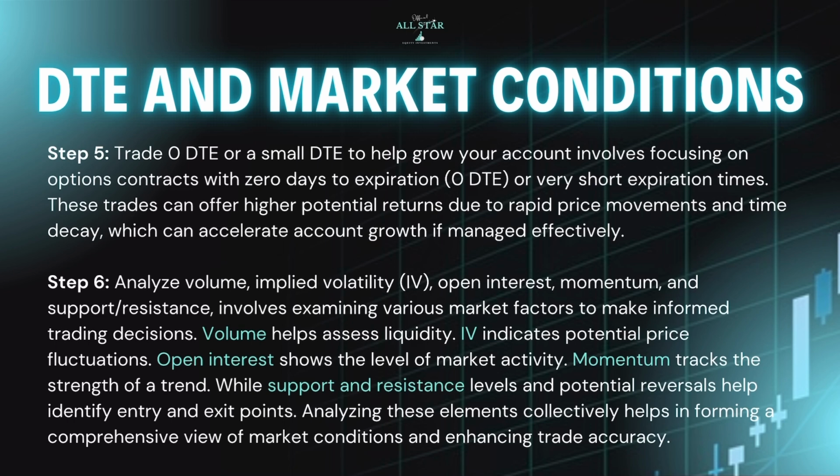Now, step 6 is going to be analyzing the volume, the IV, again, the implied volatility, open interest, all these factors that are going to play a huge part in whether or not you're successful when you trade. So we know volume is going to be assessing the liquidity. IV is going to be the potential price fluctuations. Open interest is the level of market activity. And then momentum tracks the strength of a trend.